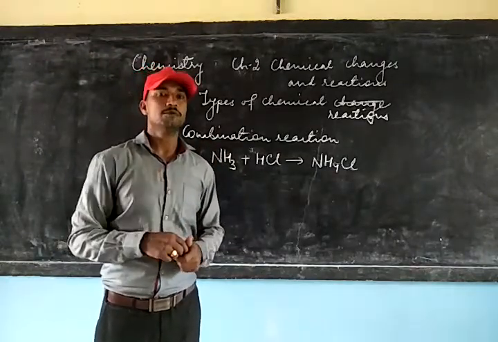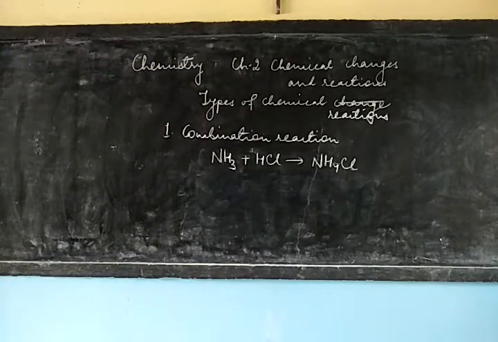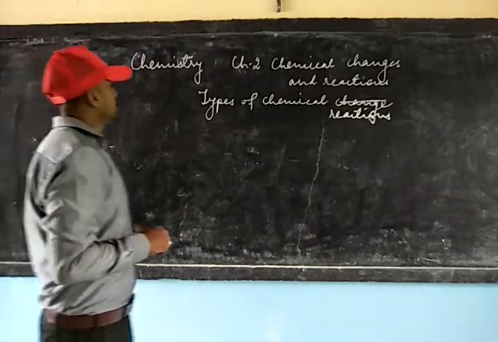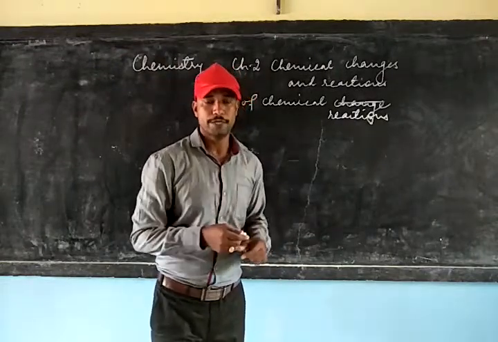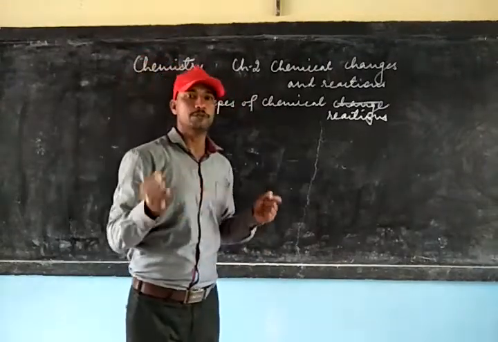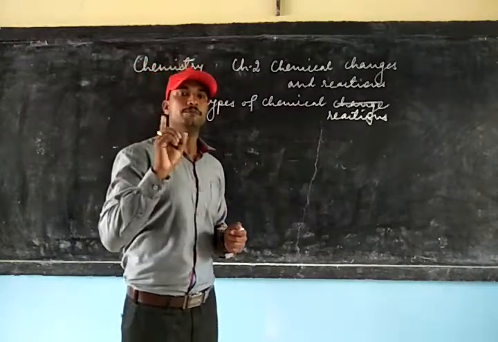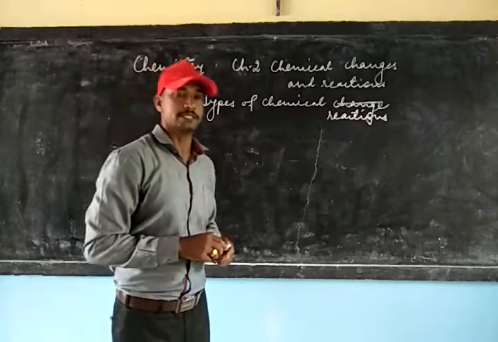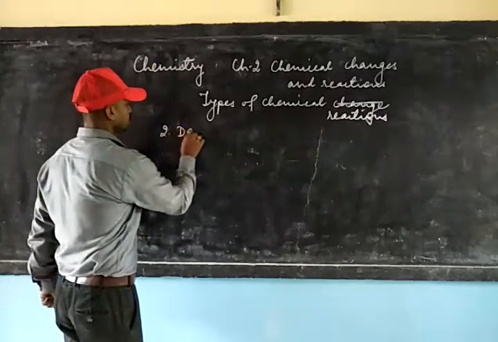We can now come to the second type of reaction, which is decomposition reaction. Decomposition reaction, you can say, is entirely opposite to the combination reaction, because in decomposition reaction one reactant or one substance will break to give two or more substances. You can see the second type is decomposition reaction.